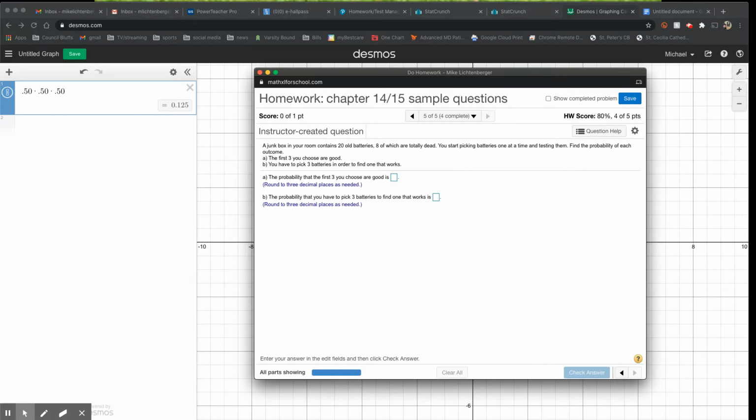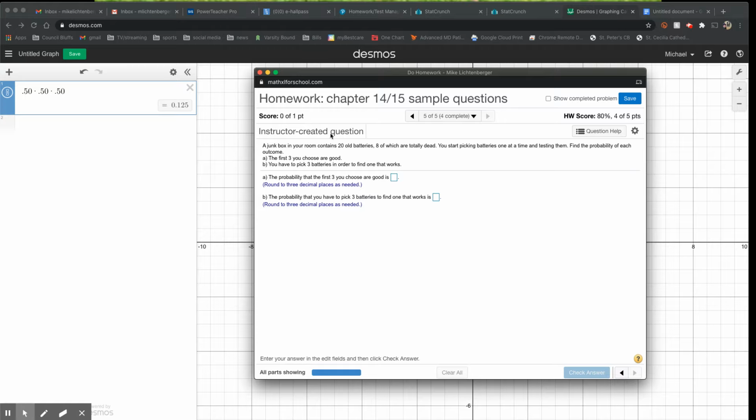Okay. A junk box in your room contains 20 old batteries, 8 of which are totally dead. You start picking batteries one at a time and testing them. Find the probability of each outcome. First of all, notice in this question, it doesn't specify with or without replacement. So we have to assume that this is without replacement, that you pick a battery at random, you test it, you put it off to the side. You pick a battery at random, test it, put it off the side, so on and so forth.